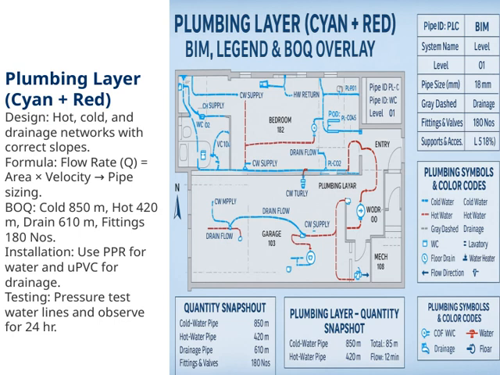Looking at our bill of quantities, or BOQ, we have approximately 850 meters of cold water piping, 420 meters for hot water, 610 meters for drainage, and about 180 fittings. These figures are essential for planning procurement and installation. Speaking of installation, we typically use PPR pipes for hot and cold water lines because they are durable and reliable, while UPVC pipes are preferred for drainage due to their resistance to chemicals and ease of installation.